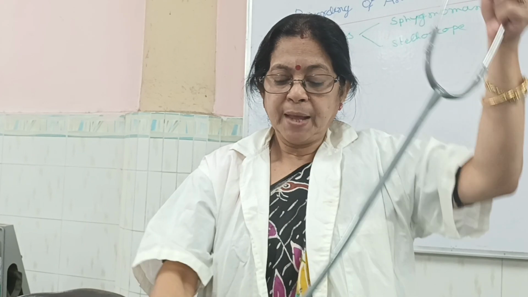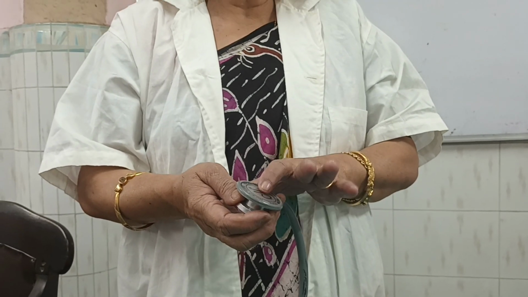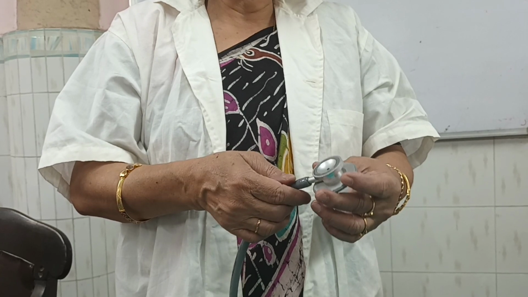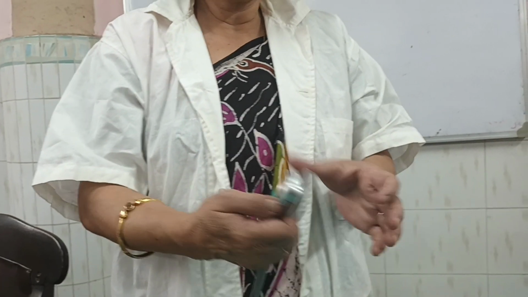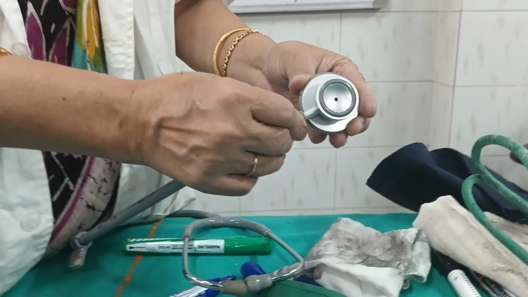Now this is the tube, this is the chest piece or diaphragm, and this is the bell. With the help of the chest piece or diaphragm, we will auscultate high pitched sounds. With the help of this bell, we will auscultate low pitched sounds, in case of mitral stenosis like that. If you want to do this, you have to move it like this.